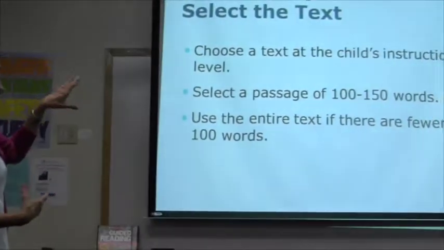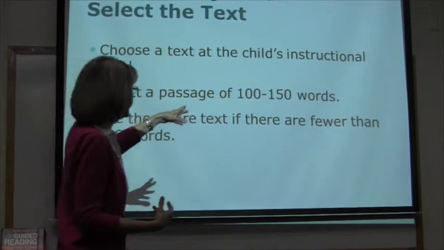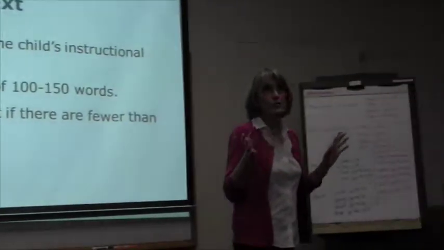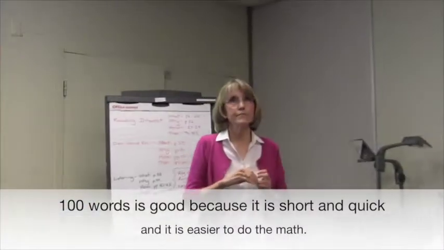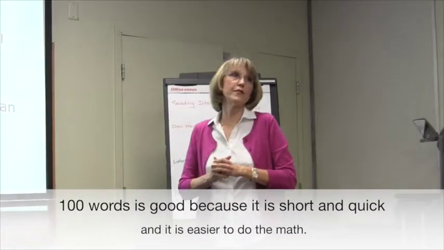So you're going to choose a text at the child's instructional level. You'll select a passage. I like right around 100 words because, first of all, it's quicker to take the running record, and if it's 100 words, it's very easy to do the math.